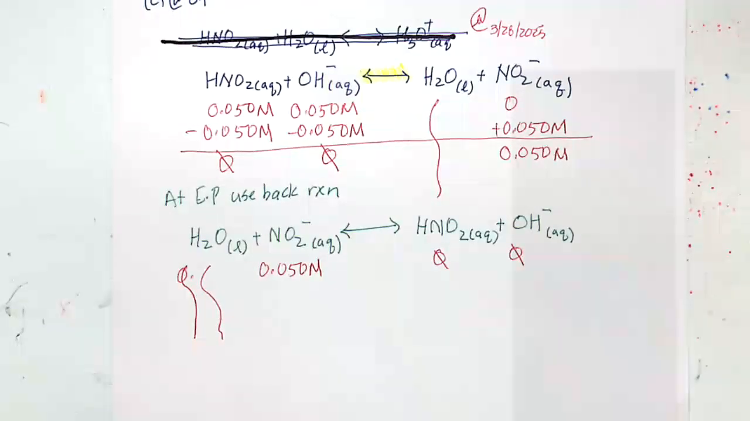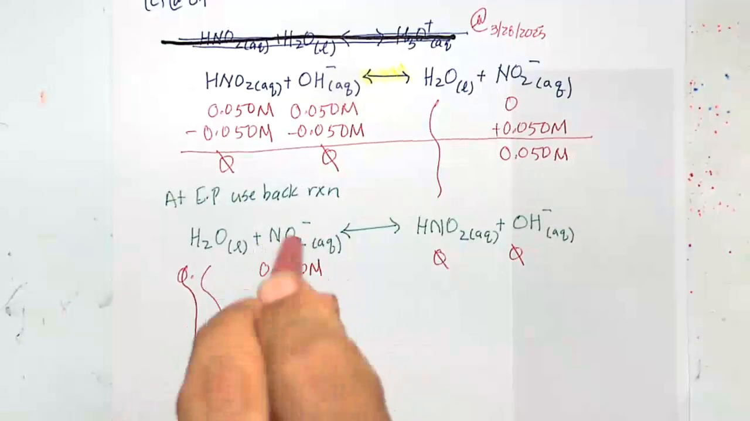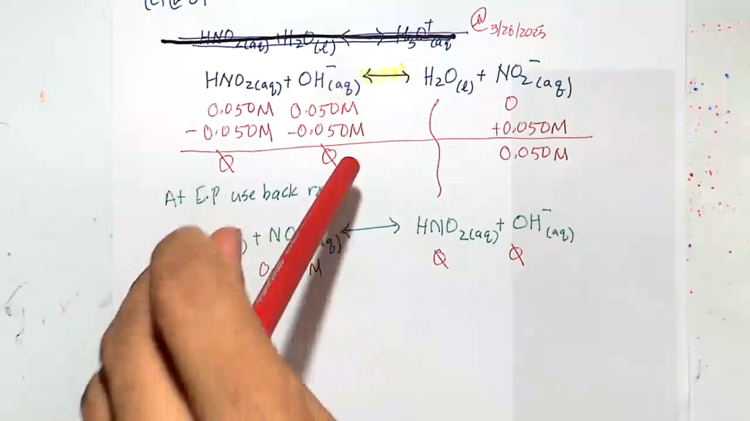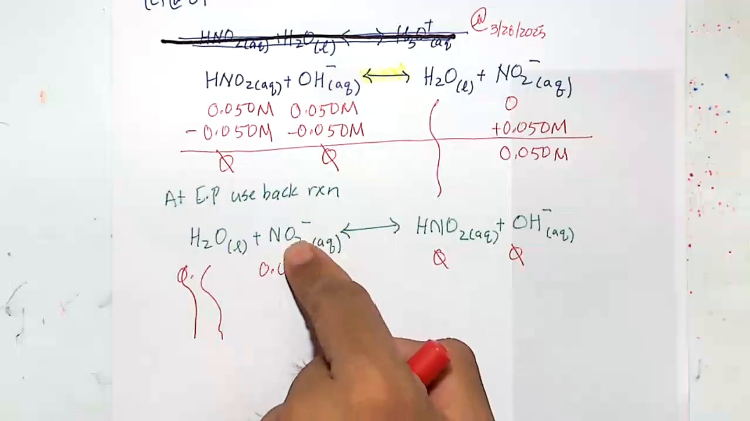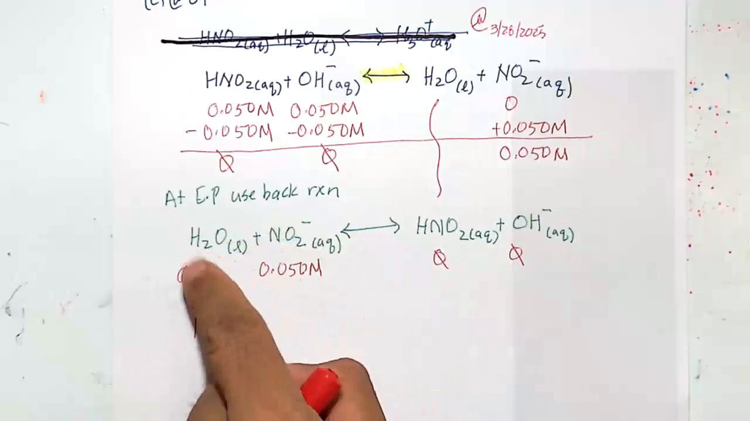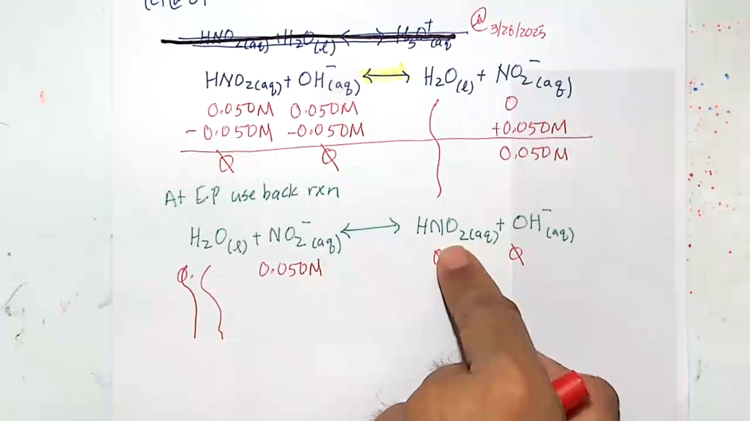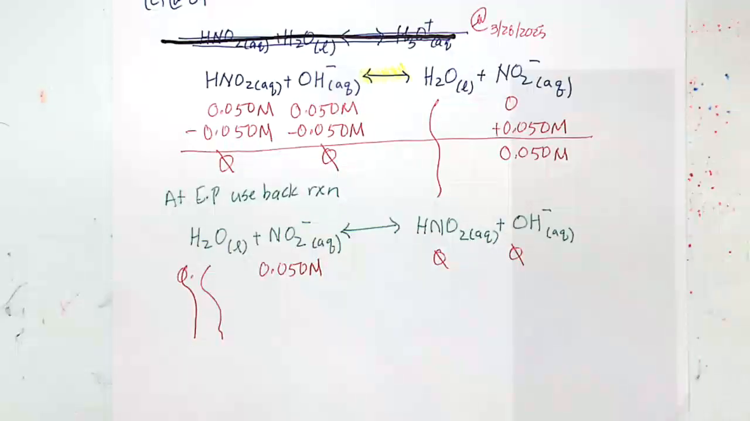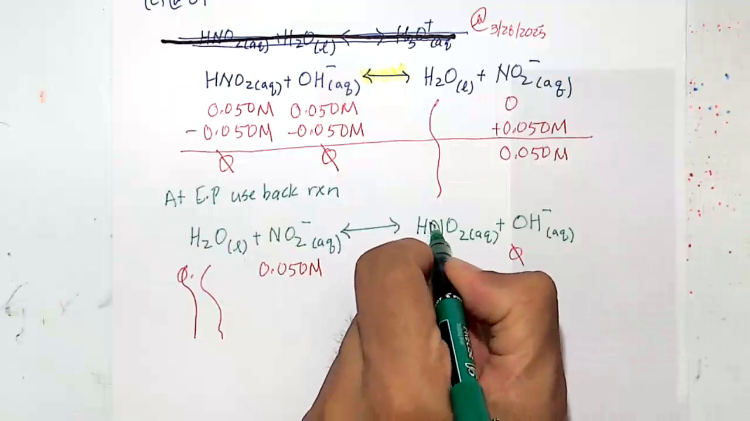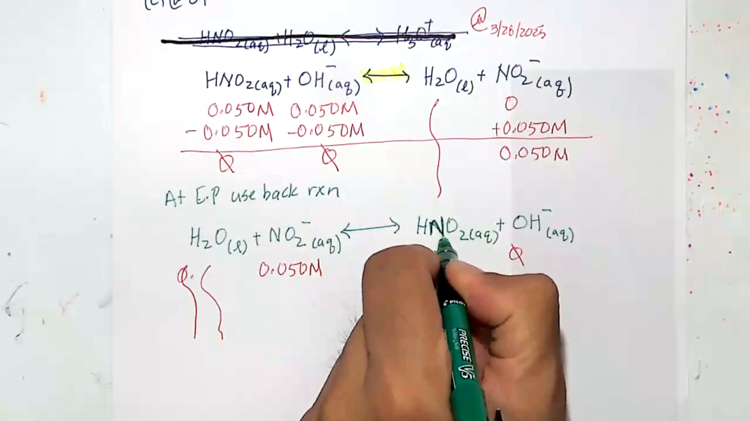Now here's another question. It will be really impressive if you know this. What type of reaction is this? Here we have this conjugate weak base reacting with water, giving you OH minus plus HNO2, the conjugate acid. What type of reaction is this? Redox reaction?